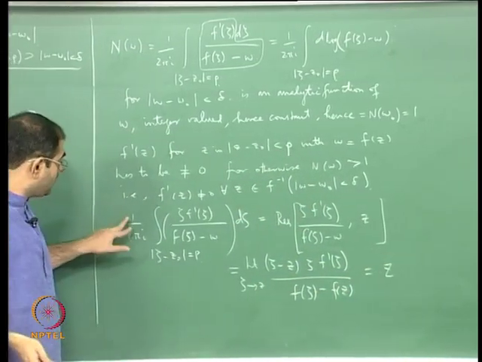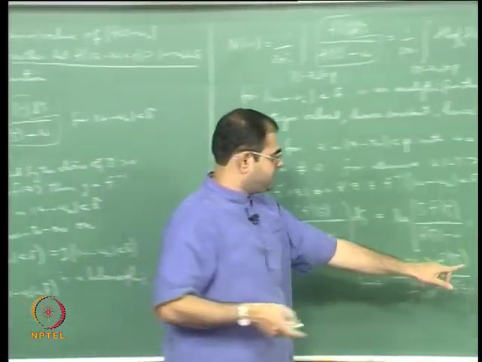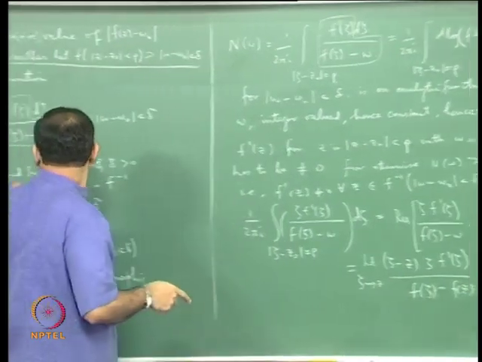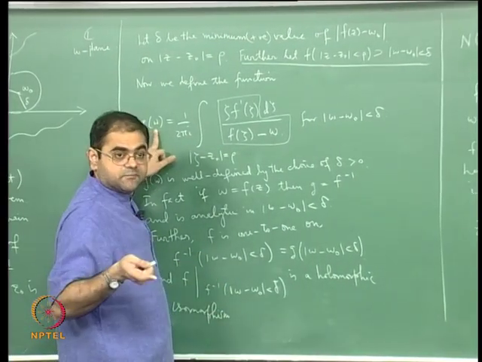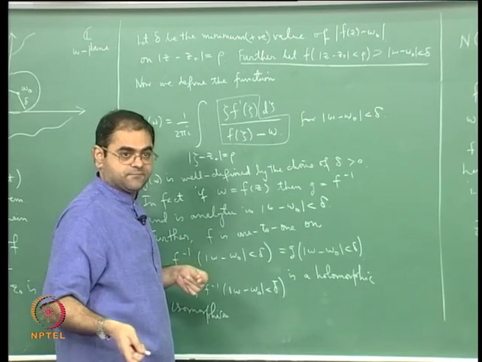But what does it show? It shows that g of w is that z, is equal to this z. So in other words, it tells you that w is g inverse z, but w is f of z, so it tells you that g inverse is f.